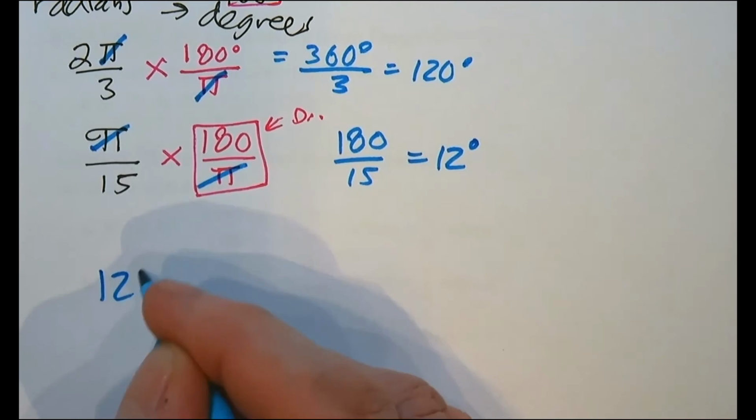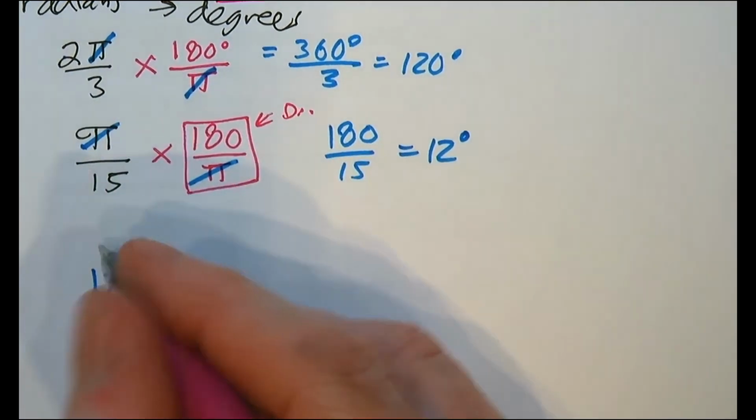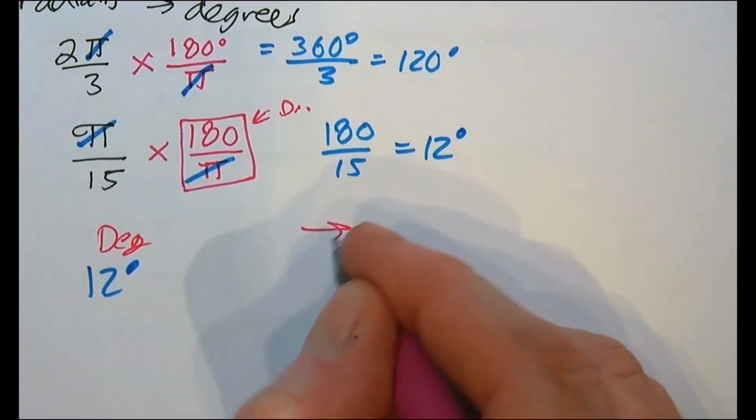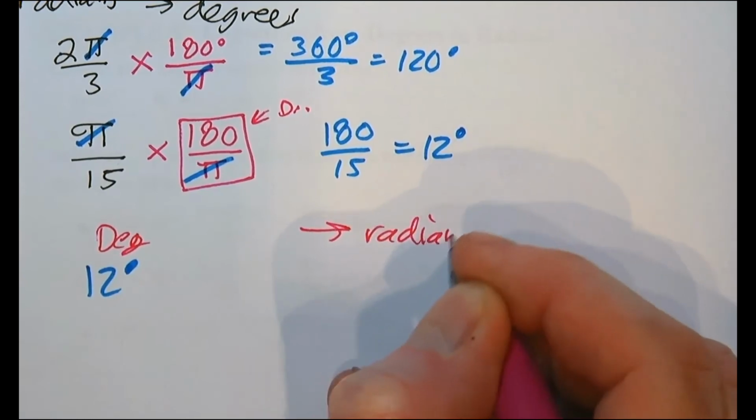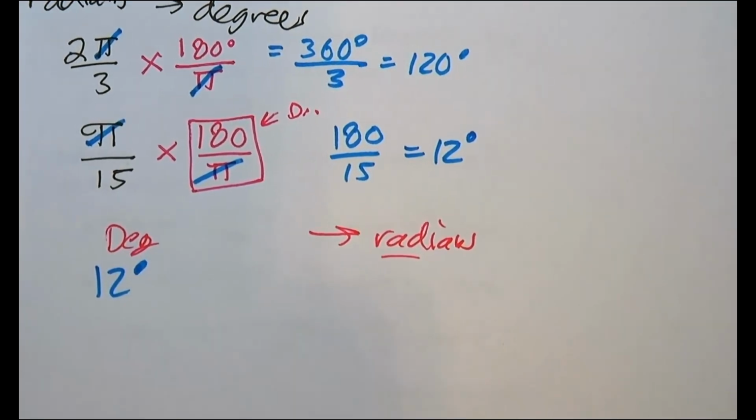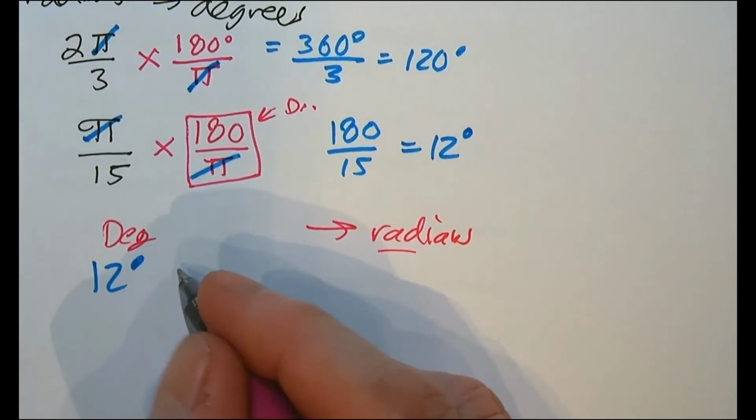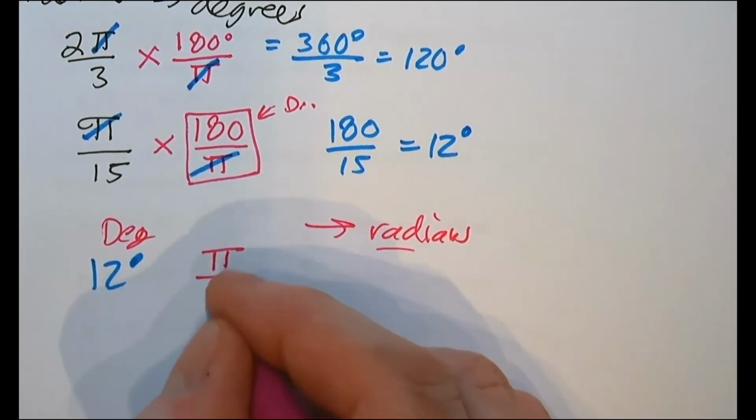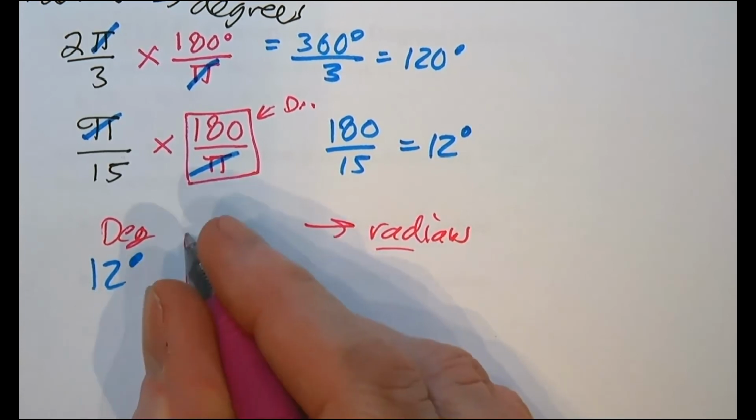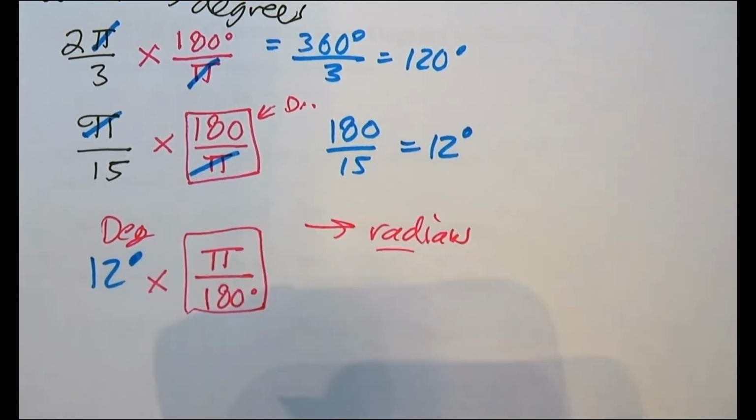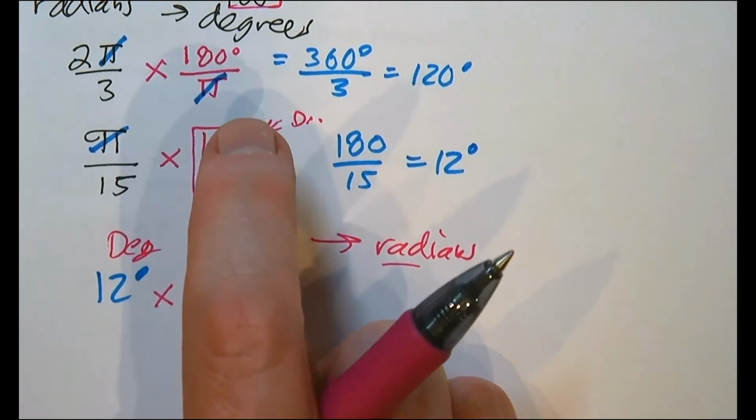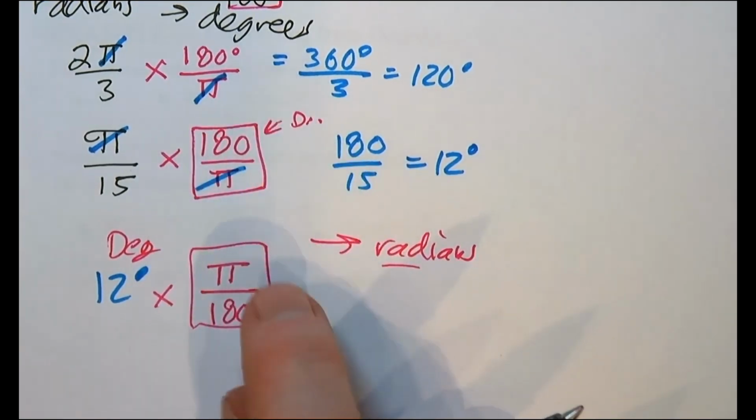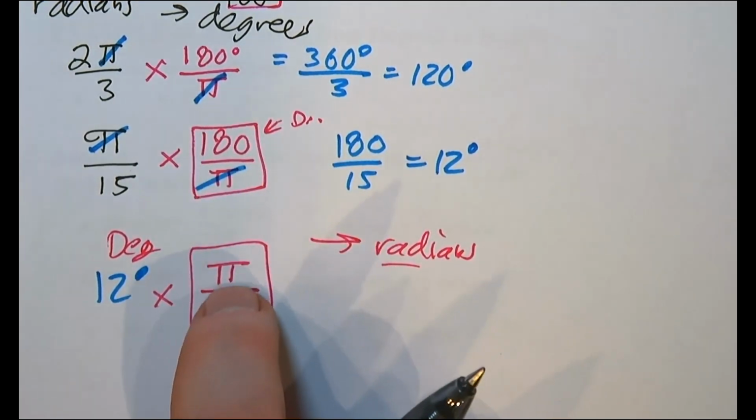Okay, what if you want to go backwards? What if I gave you 12 degrees? I gave you degrees and said, give me radians. And sometimes people just say rad for short. Okay, how do you go backwards? Same conversion unit. But if you want radians, put the pi on top and the 180 on the bottom, okay? And multiply. So if you want degrees, put degrees on top. If you want radians, put the radians or pi on top.